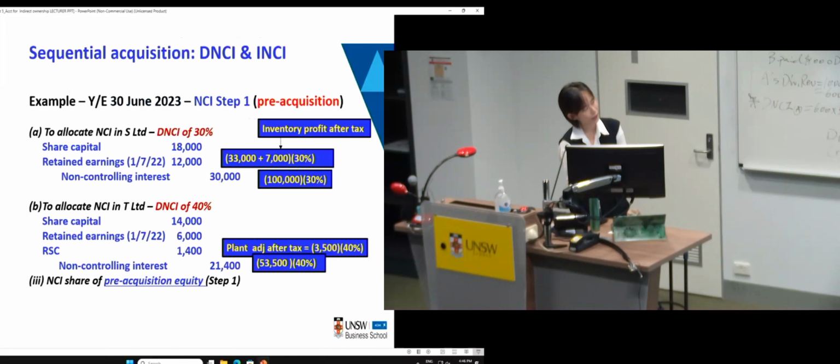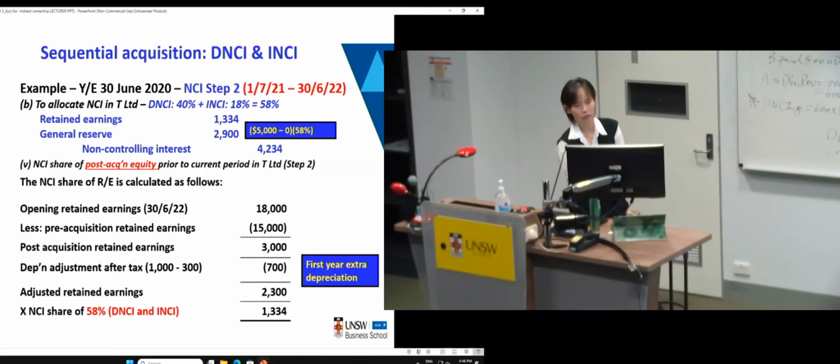Okay. Now let's go back to the calculation. So now we understand where to find these 700 adjustments. Then you will get the adjusted opening post-acquisition retained earnings allocated to both the DNCI and INCI. So each adjustment is just based on 58%. So there's no need to separately record DNCI and INCI, okay? You just record them in the same NCI account. Therefore, your adjustment is based on the total NCI in T, that is 58%.